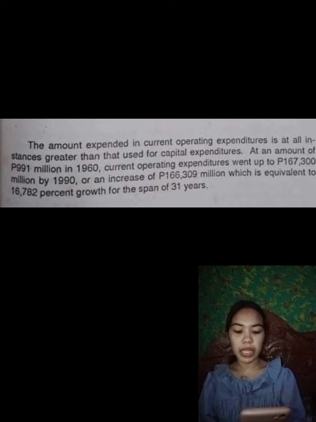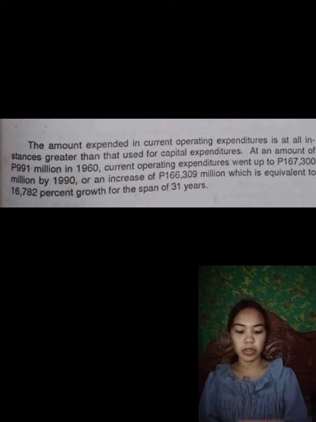Expenditure pattern according to nature of expenses. The expenditure pattern of the national government could also be analyzed by nature of expenses, for example, current operating expenditure and capital outlays. The amount expended in current operating expenditure is at all instances greater than that used for capital expenditures.